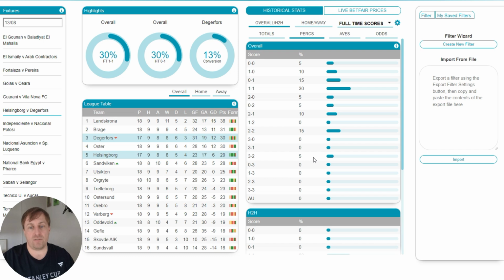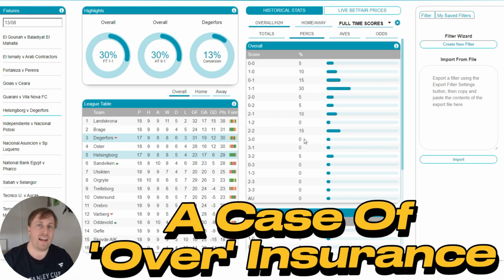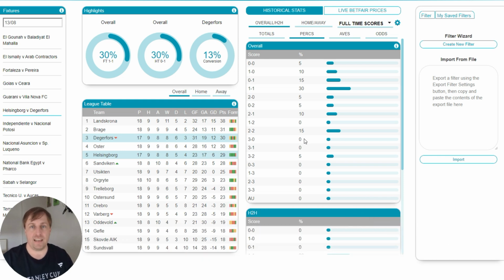5% are 3-2. So interestingly, what I might do here is back under 3.5 and potentially cover those two outcomes. The problem is you are going to be taking up a lot of the market there. And if it does end up, say, 2-3 or 4-3, you're going to take a hit. So I wouldn't necessarily advise that as a great idea.